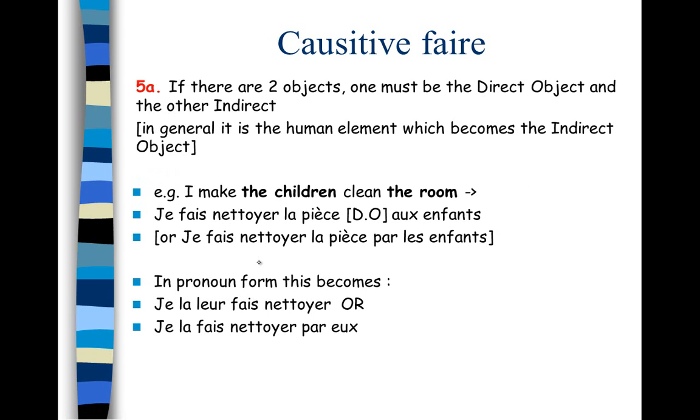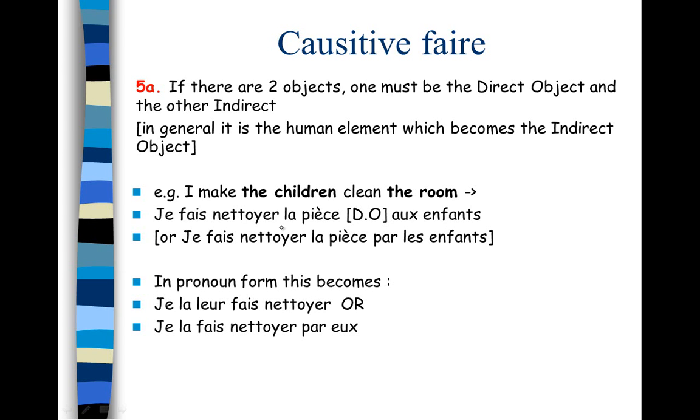If there are two objects, one must be the direct object and the other one must be an indirect object. In general, it's the human element which becomes the indirect object. Here's an example. In English, you won't know. We will just say, I make the children clean the room. They look both to be direct objects because in English, depending on where we put a pronoun or a noun, you might not need to put the two. So it's quite misleading and quite confusing if you're comparing it with English.